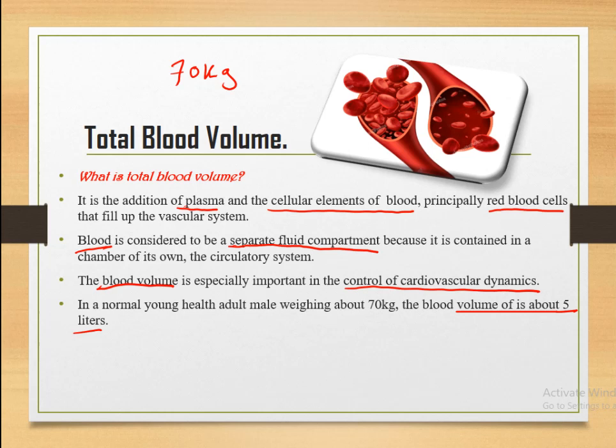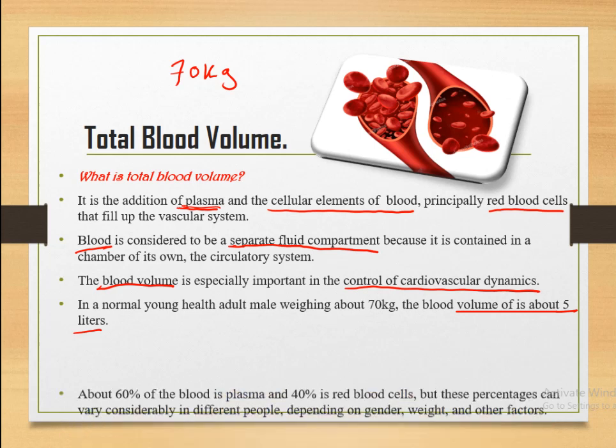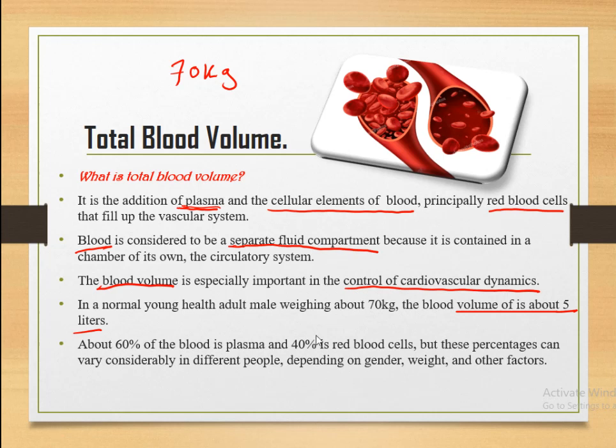Okay, now we said that blood consists of what we are calling the plasma, and the cellular component. Amongst these two things which I have mentioned, you need to understand that about 60% of blood is made up of plasma, and the 40% is made up of the red blood cells.